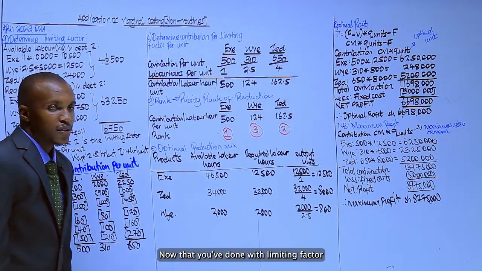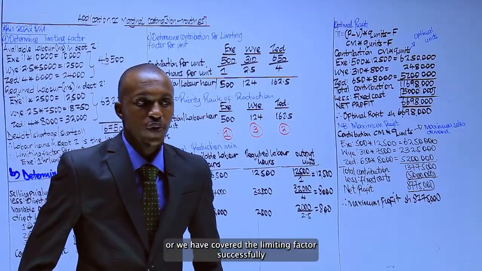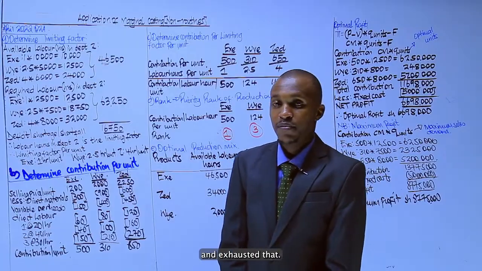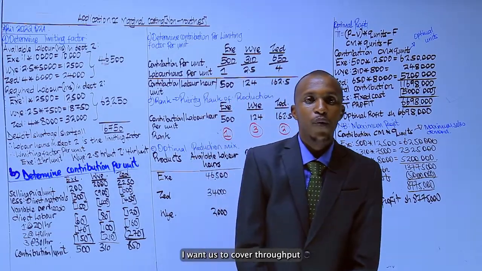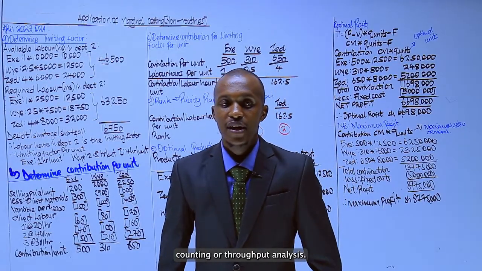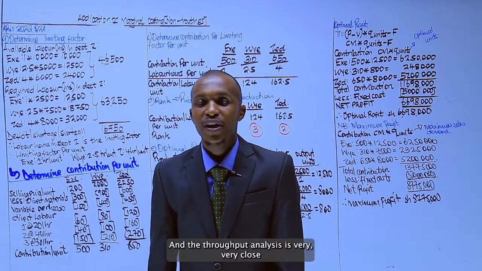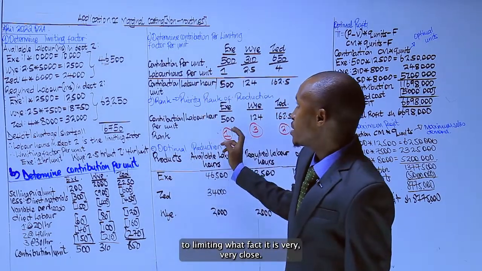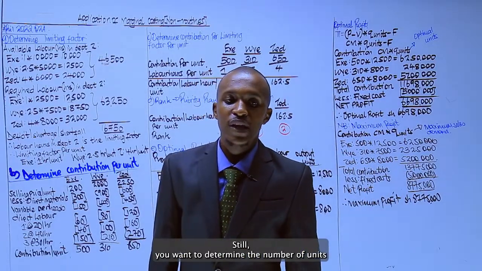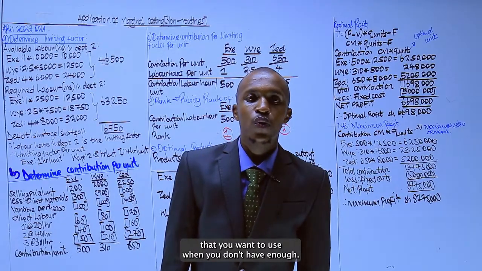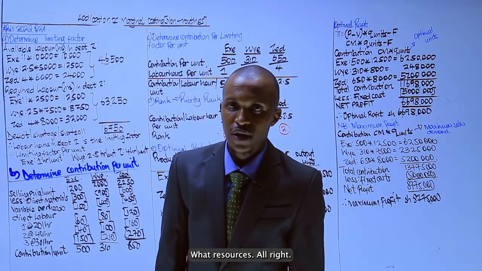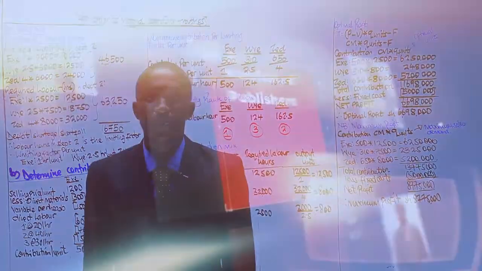Now that we have covered the limiting factor successfully and exhausted it, in the next session I want us to cover throughput counting or throughput analysis. Throughput analysis is very, very close to limiting factor, so they are more or less related. Still, you want to determine the number of units to produce when you don't have enough resources. All right, thank you. See you next time.